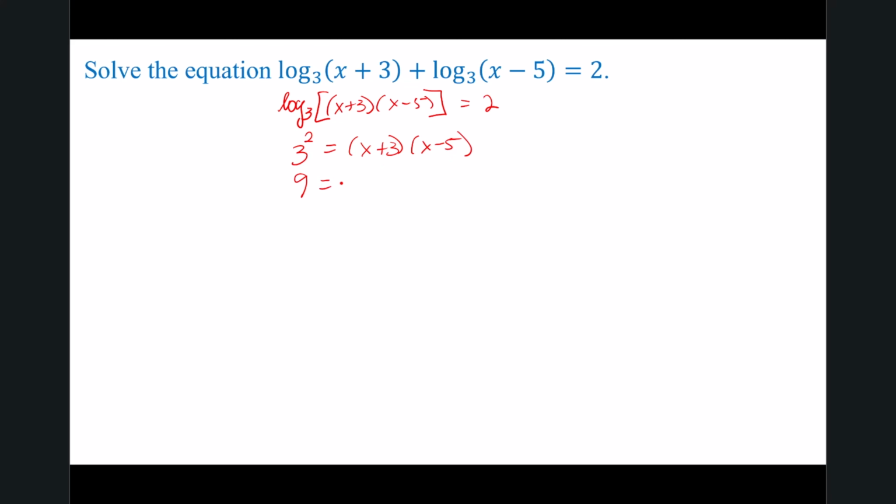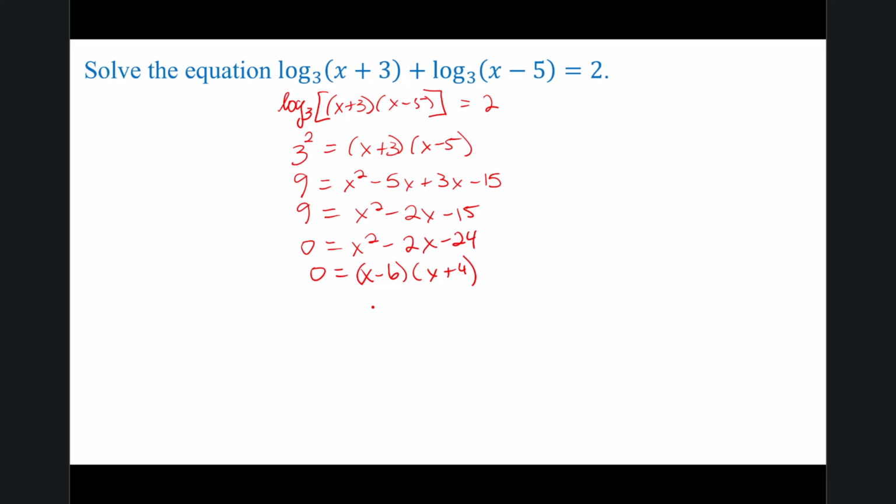So I have 9 equals x squared minus 5x plus 3x minus 15. Combine like terms, and I get 9 equals x squared minus 2x minus 15. Then subtract 9 from both sides, and I get x squared minus 2x minus 24 equals 0. This can be factored into x minus 6 and x plus 4. So x equals 6 or negative 4. Those are our two potential solutions.